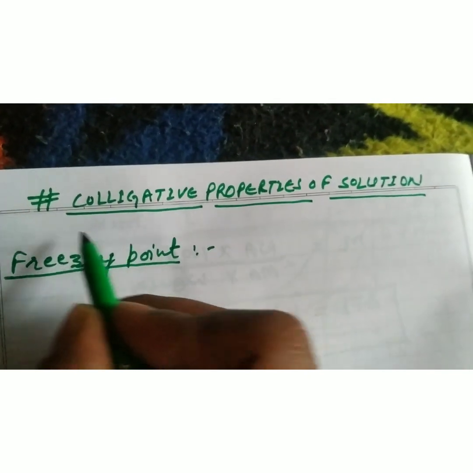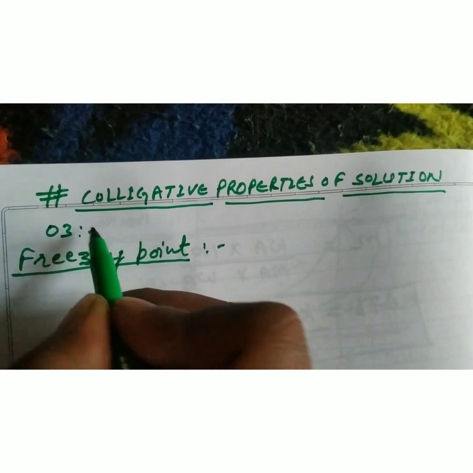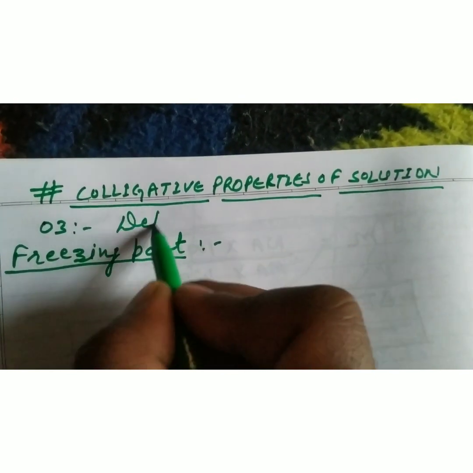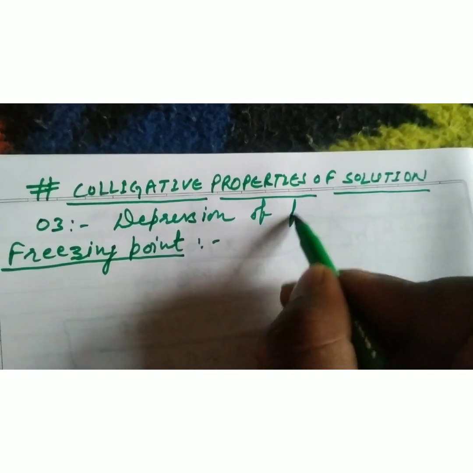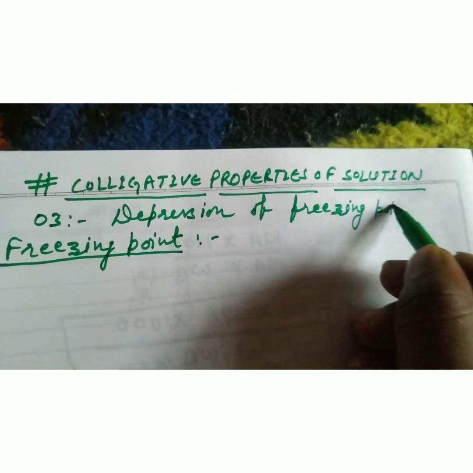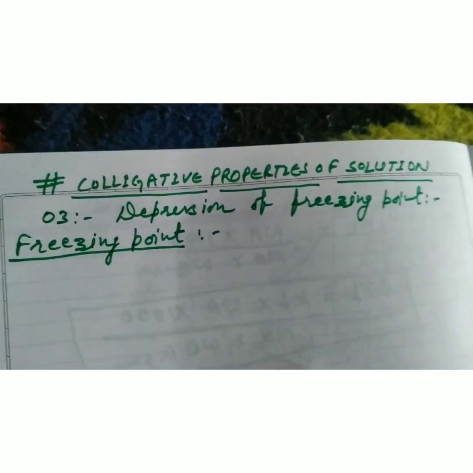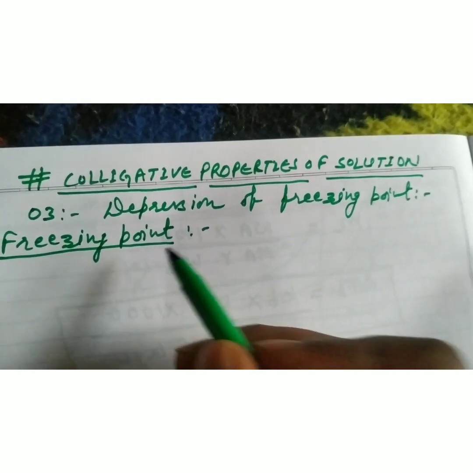Colligative properties of solution, in which the number three colligative property is depression of freezing point. Clear? So before proceeding, we need to discuss what freezing point is.